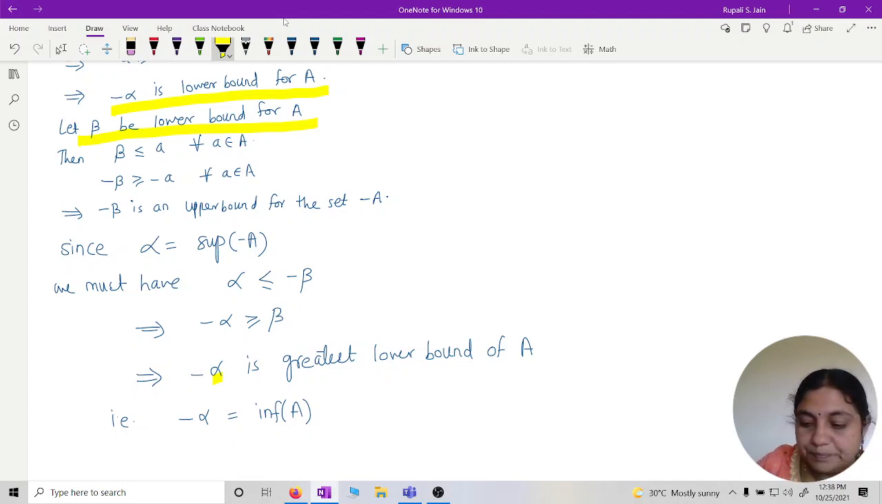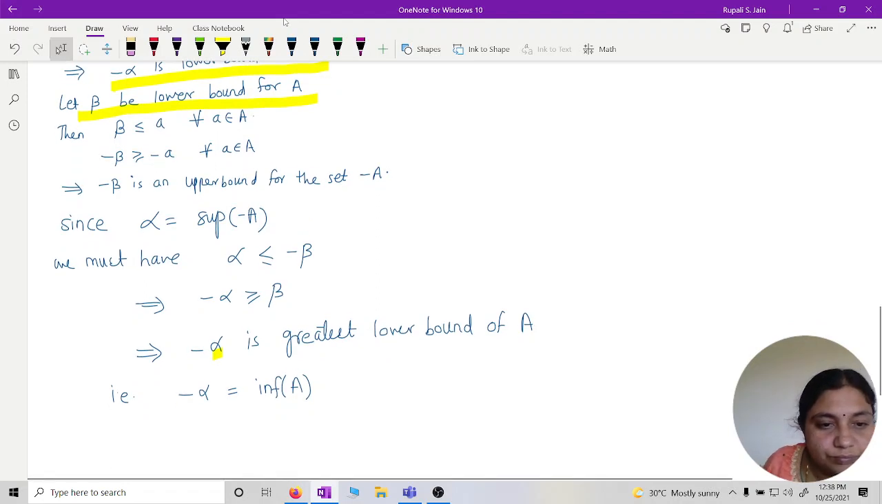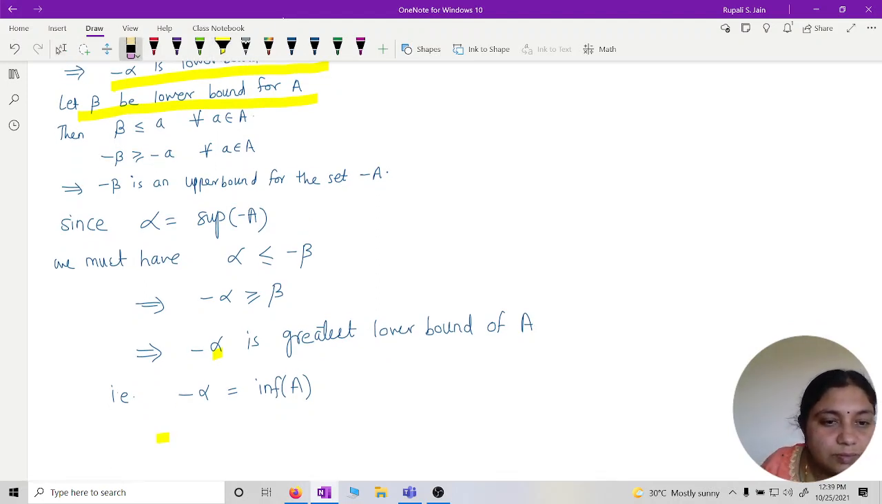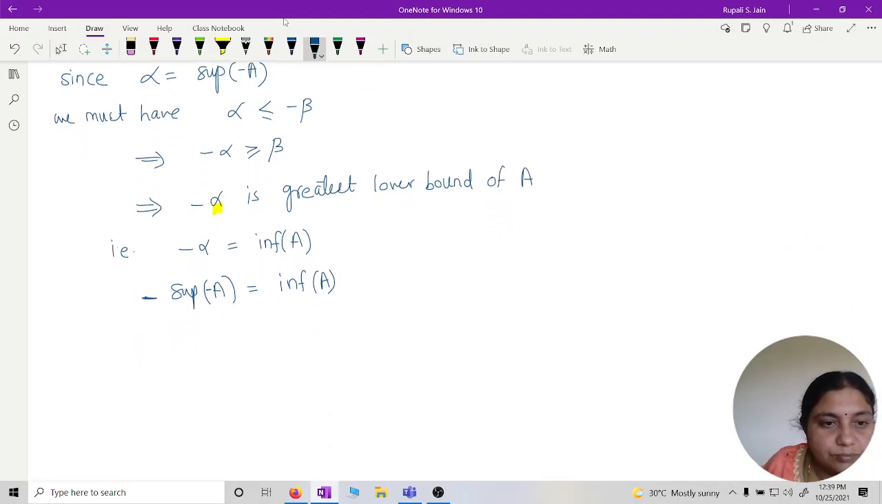But what is alpha? Alpha is the supremum of minus A. That is what we wanted to prove: the supremum of minus A is nothing but minus the infimum of A. Is that okay? Yes, ma'am.